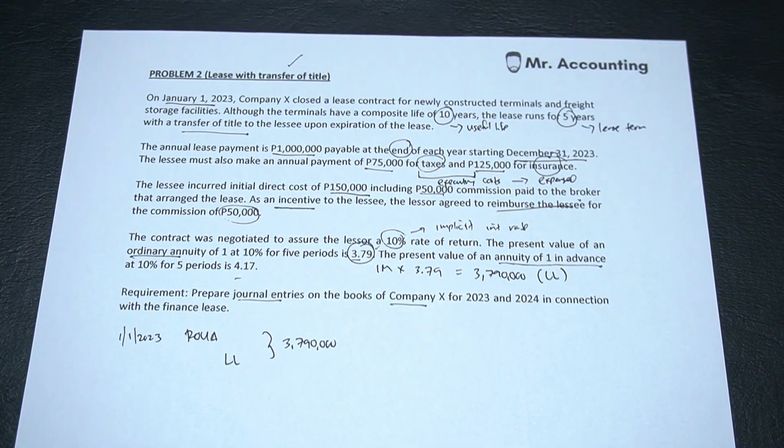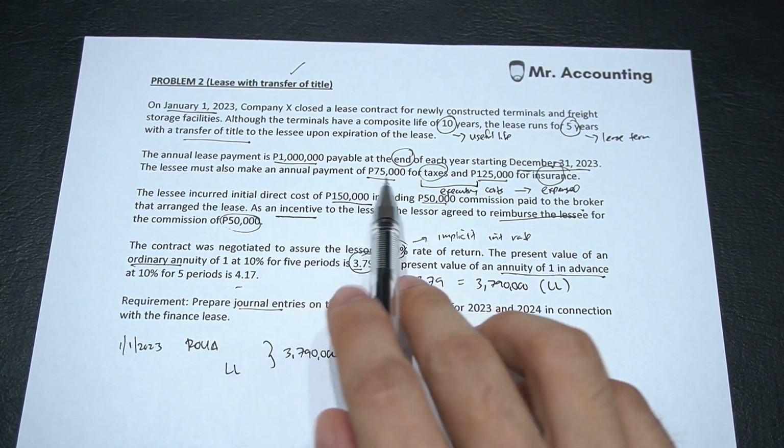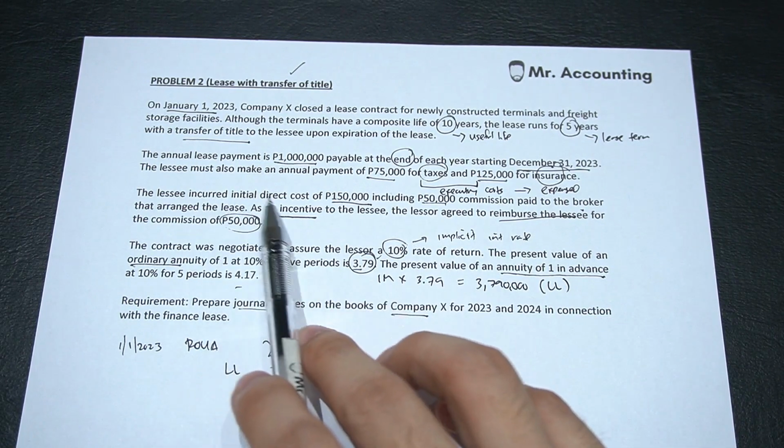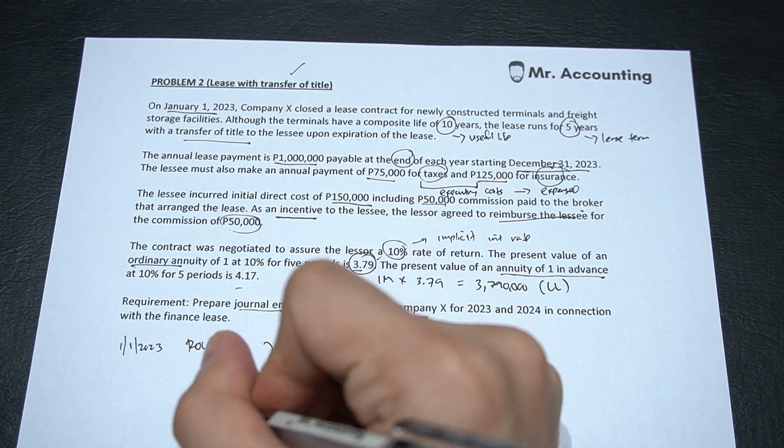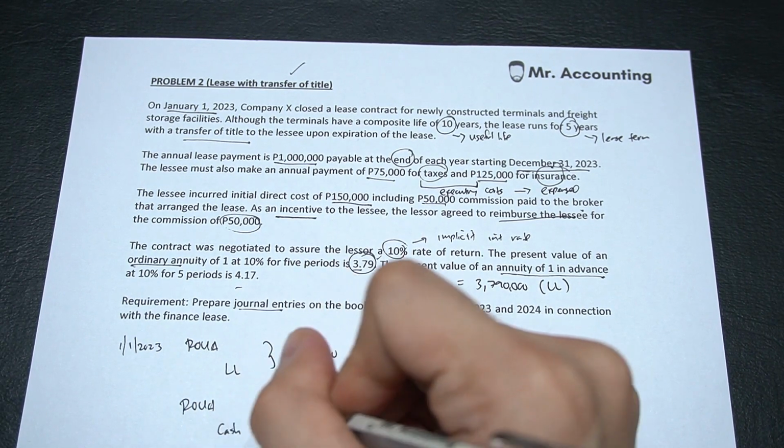Okay, ano pa nangyari, class, during the year? Okay, mamaya na yung taxes and insurance. The lessee incurred initial direct cost of 150,000. So alam natin, entry for initial direct cost is debit ROA, credit cash, 150,000.